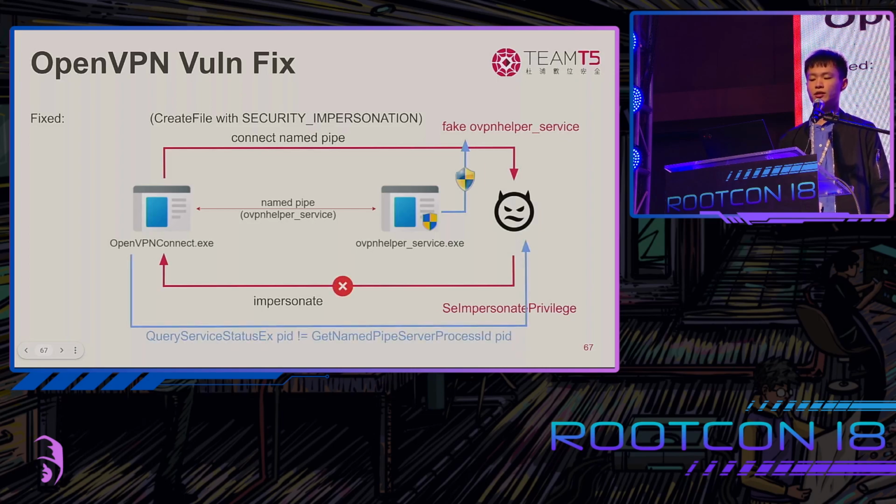Therefore, an additional check mechanism is needed to verify that the process ID obtained from query service data for the OpenVPN matches the process ID retrieved from get name pipe server process ID. Impersonation should only be allowed if these process IDs are identical.